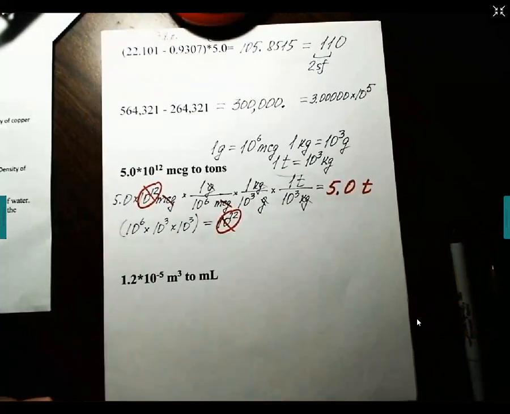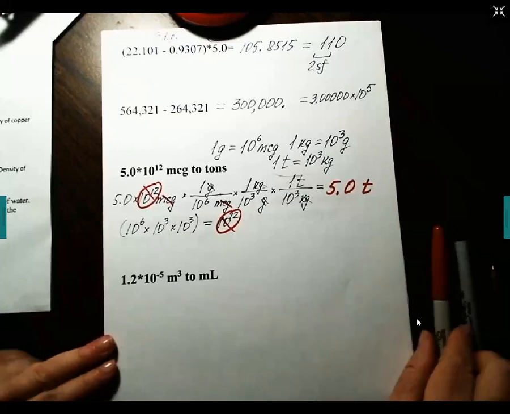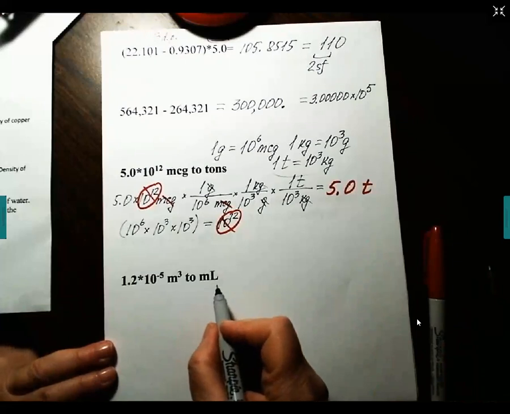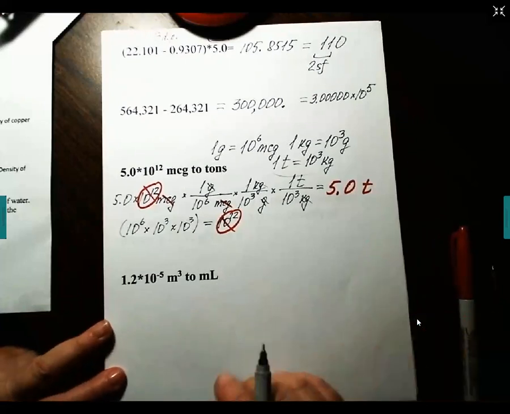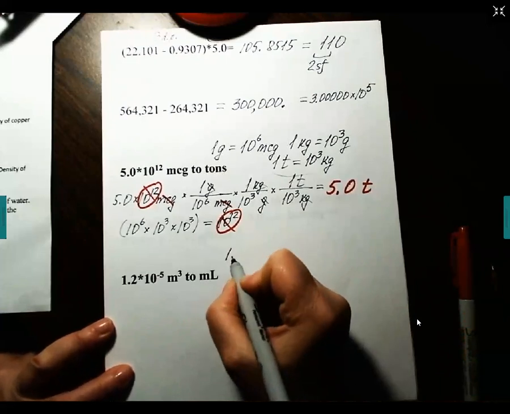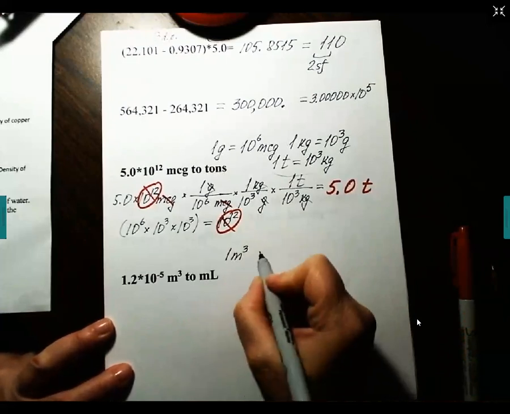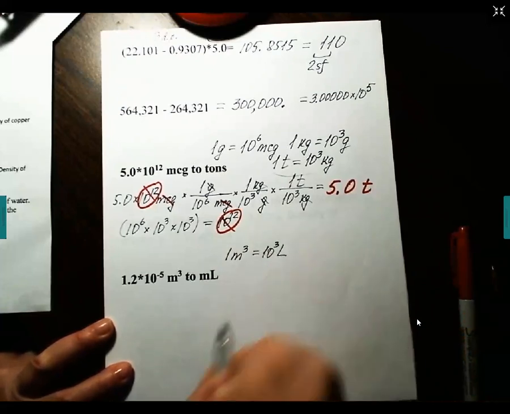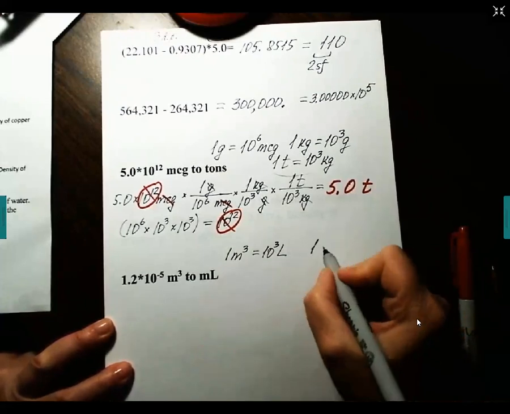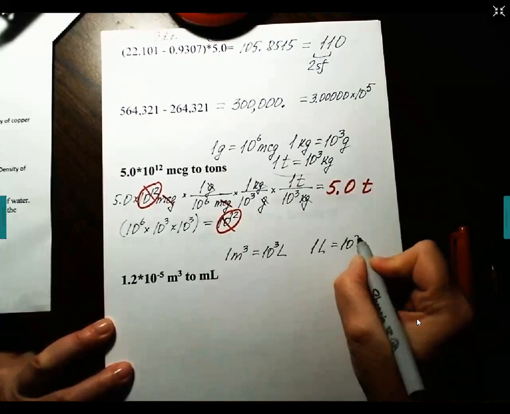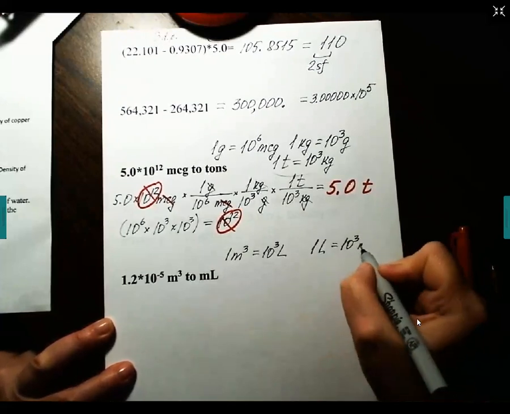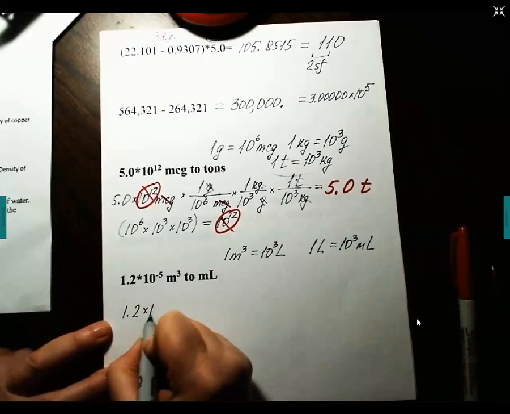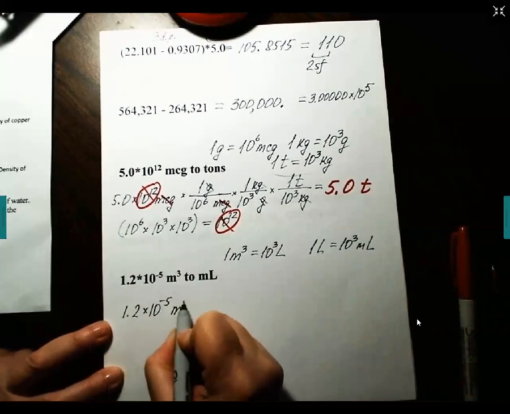Now let's convert cubic meters to milliliters. So let's see what conversion factors we can use. We know we can use conversion factor 1 cubic meter is equal to 10 to the power of 3 liters, and another conversion factor 1 liter is 10 to the power of 3 or 1000 milliliters. So we are starting with what is given, 1.2 times 10 to the negative 5 cubic meters.